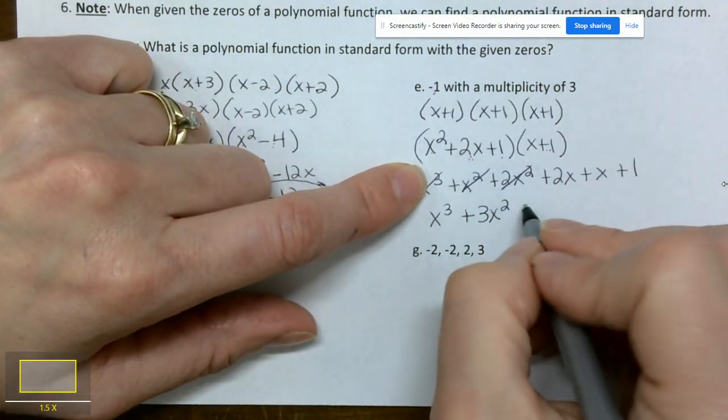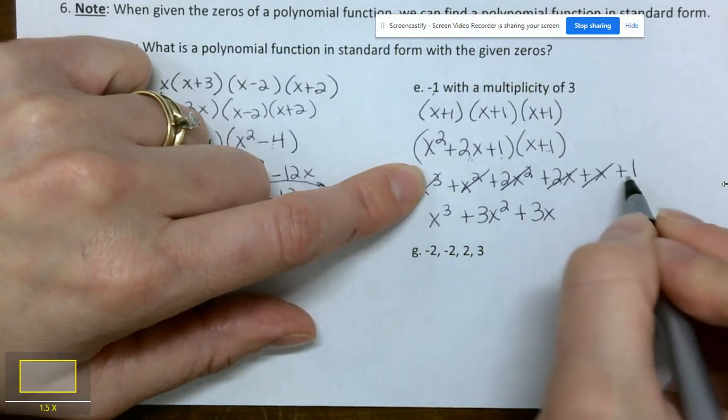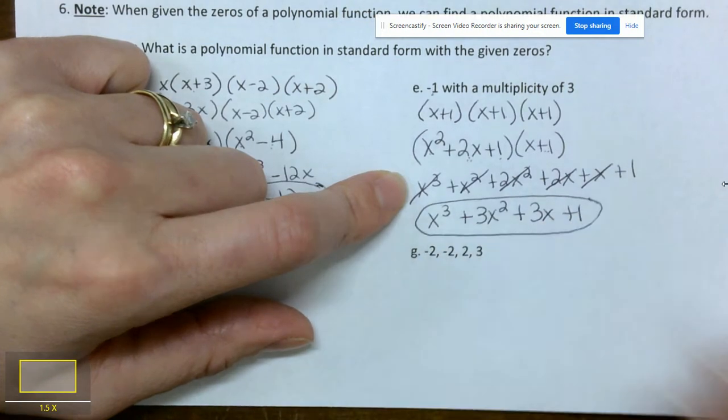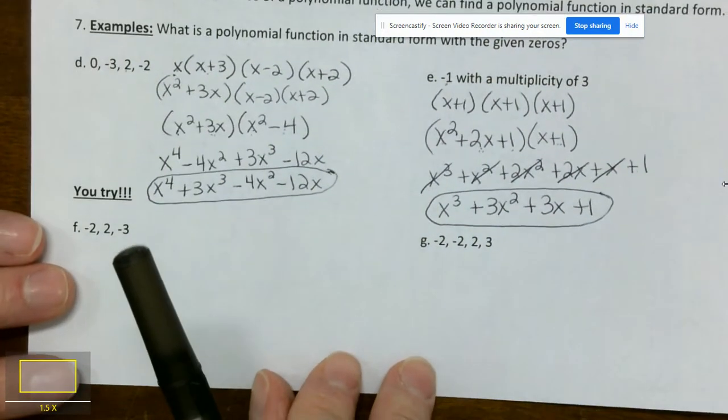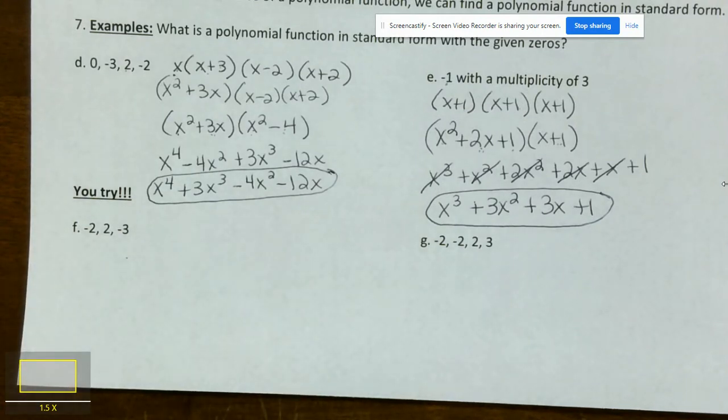2x plus x is going to be plus 3x. Mark those off, and then I have the plus 1 on the end. So this is my polynomial function. All right, you guys pause the video, try F and G, and then come back and I'll work them.